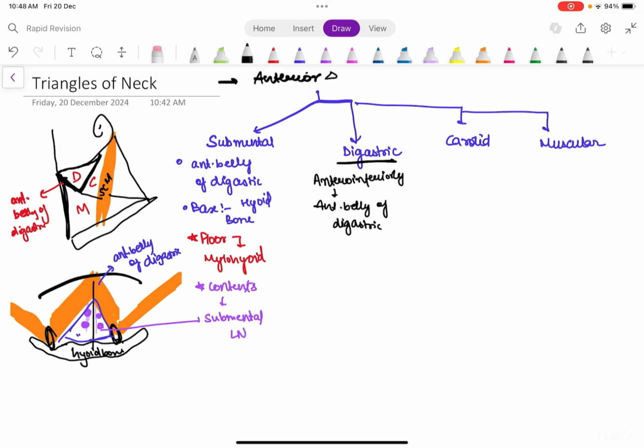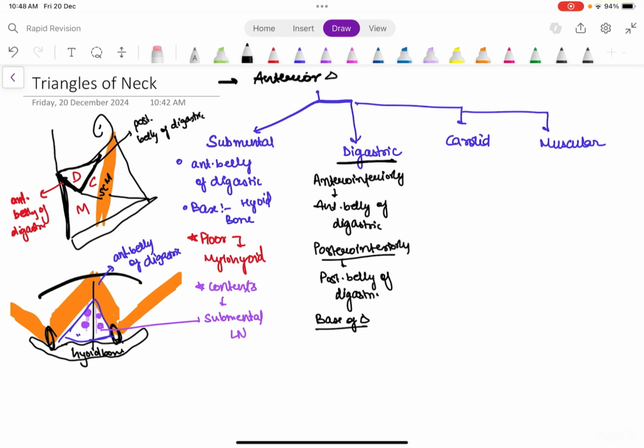Now posterior inferiorly, I told you that we have the posterior belly of digastric. Just see the diagram and memorize it that way. And this is our posterior belly of digastric, right? Then the base of the triangle is by the base of mandible, right? Then floor. Now remember, floor is a very important question in all the triangles. Now floor is by two muscles. One is the mylohyoid, which was also floor of submental, and hyoglossus. Hyoglossus is important. We will do the relations of hyoglossus in some other video.